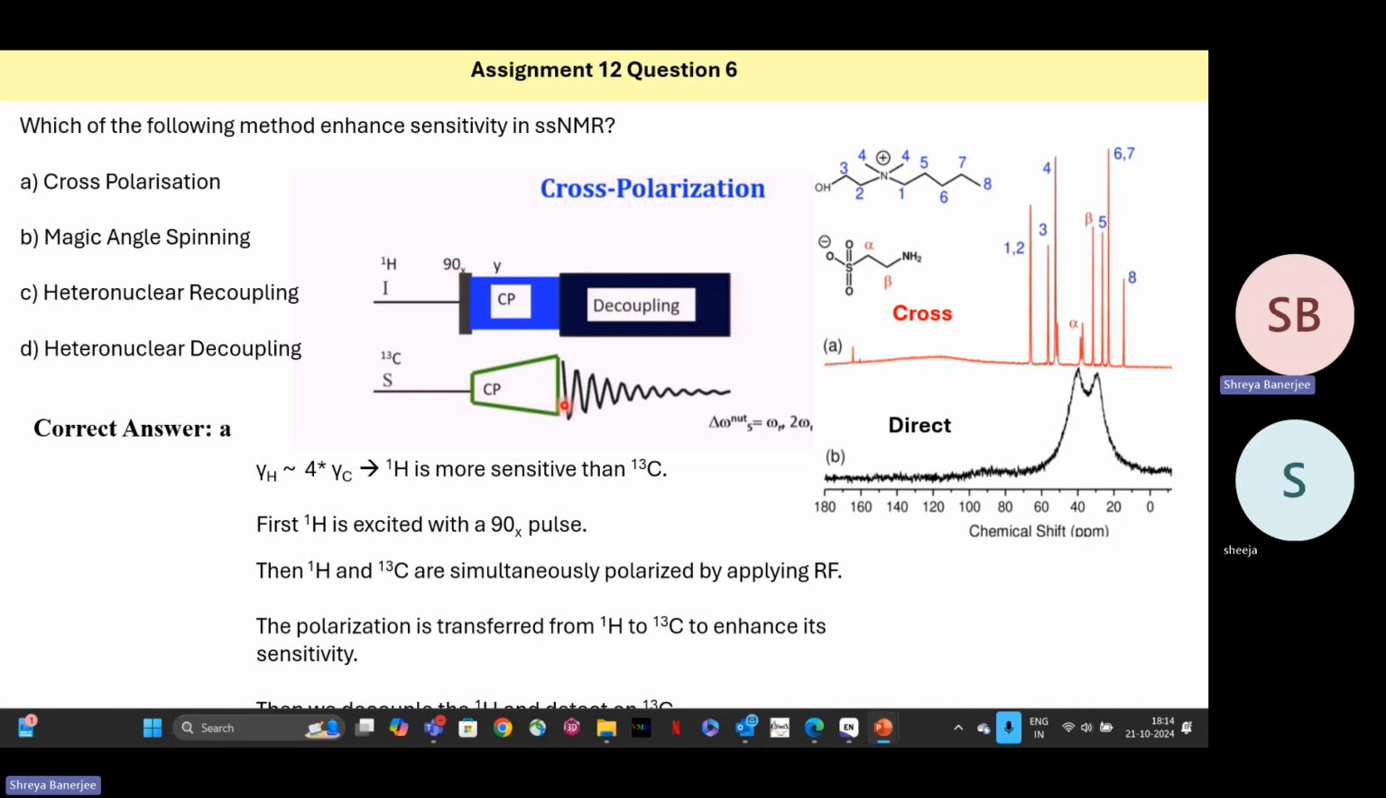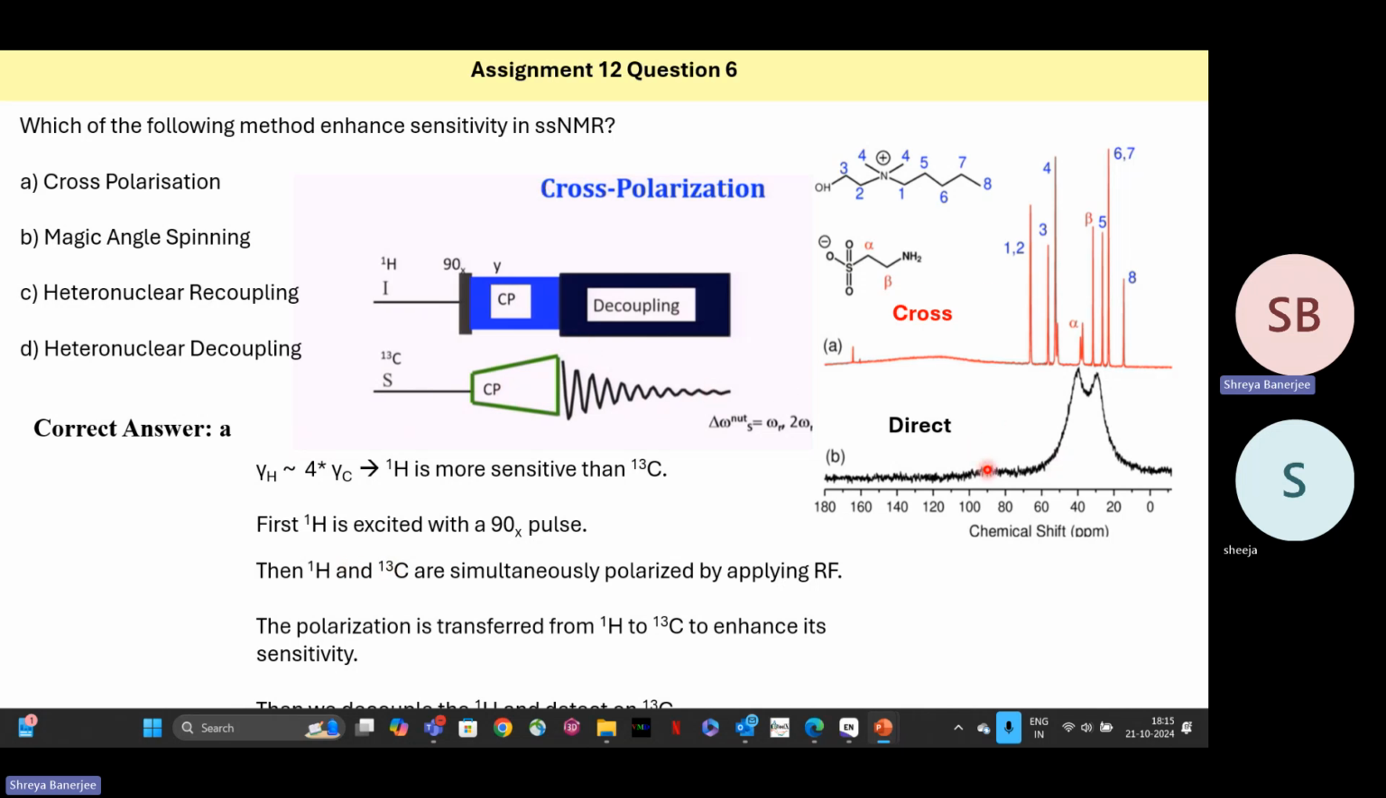Now, the advantage of this is that the gyromagnetic ratio of hydrogen is 4 times that of carbon. So because we are detecting the FID on carbon, we will get a very weak signal. The sensitivity will be very low. So if we want to increase the sensitivity of this FID, we have to do cross polarization so that the magnetization is transferred from hydrogen to carbon, and this higher sensitivity of hydrogen is taken up by carbon. So that is what happens through cross polarization.